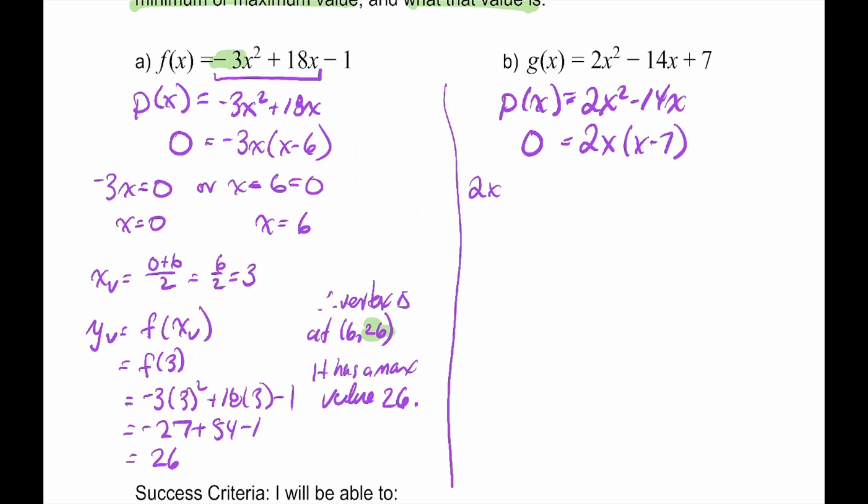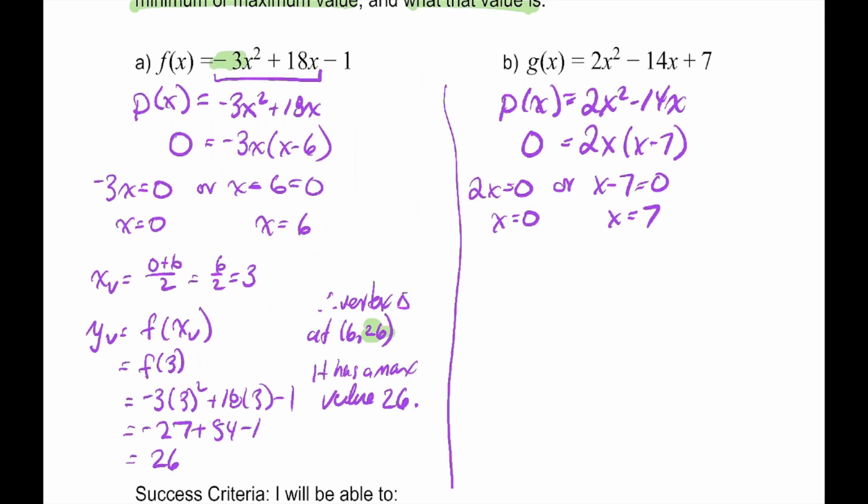So in this case, we got 2x is equal to 0, or x minus 7 is equal to 0. So one of our zeros, again, is going to be 0, because we can always factor out an x. That's the nice thing about partial factoring, and only dealing with the x squared term and the x term, is we'll always factor out an x, and here we're going to get x is equal to 7. So the x coordinate of my vertex is going to be 0 plus 7 over 2, which is going to be 7 over 2.